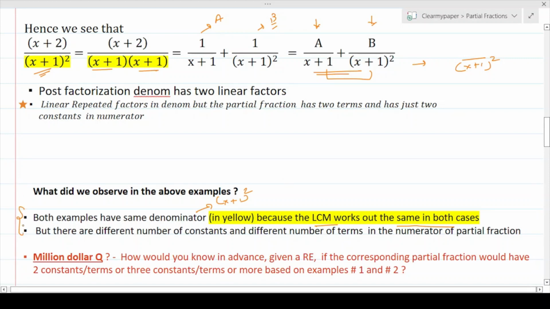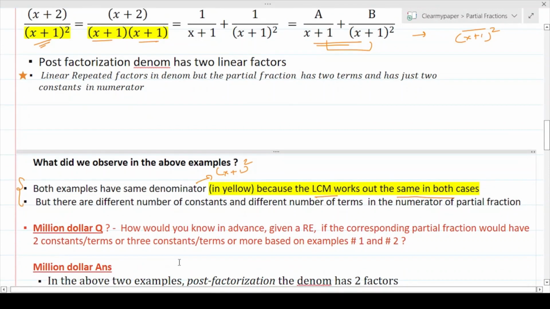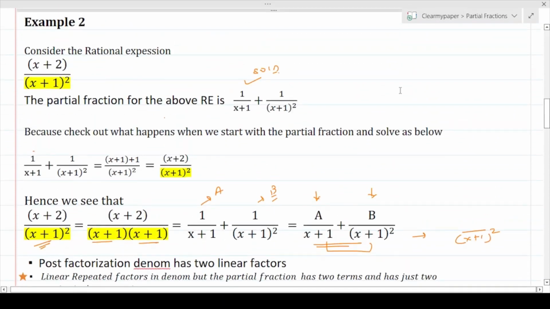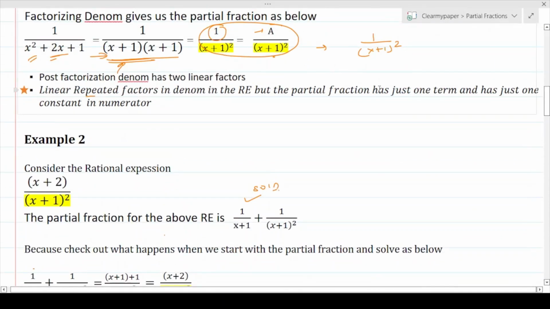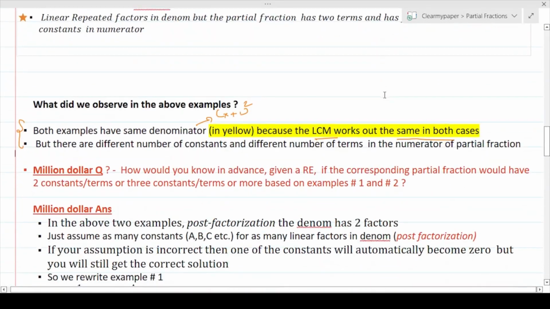Okay, so how do we solve this? That's a question, the same question that we're asking. How do we know in advance how to solve this problem? Should I take 2 constants, or should I take 3 constants, or 1 constant? How do I go about it? And the answer is very simple.